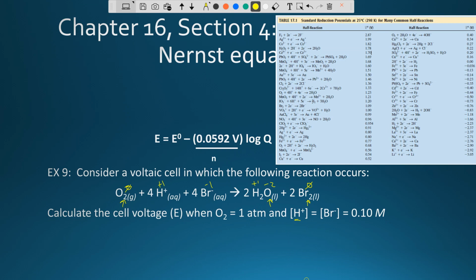Let's take a look, first of all, at this equation, and let's find out what's going on. We see from this that the reduction end of things is going to be my oxygen that's going to be reduced.